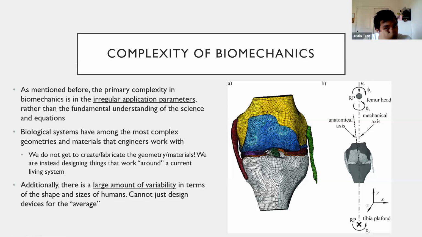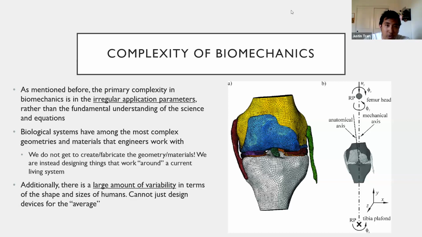Okay, so let's talk a bit more about the course, right? Just like I mentioned before, the main reason why people find biomechanics difficult is the irregularity of the parameters. The fundamental understanding of the science and the equations, everyone should be pretty familiar with. In fact, we're going to have a review day for mechanics, and probably most of you are going to be like, yeah, that's easy. I know that force is equal to ma, right? But what's going to be challenging is actually applying this to biological geometries, which are very, very complex.